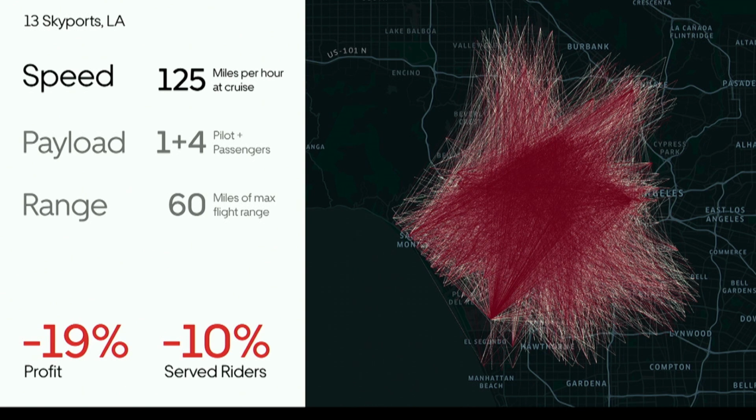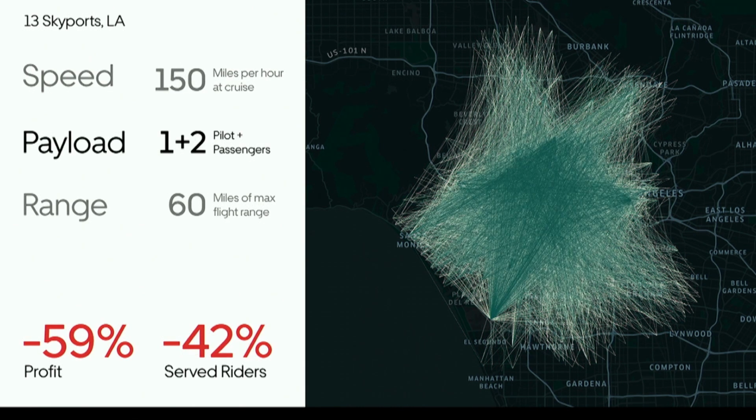Another example, let's lower the payload that this vehicle can carry from 4 passengers to 2 passengers. We see an even more pronounced decrease in the number of trips that we can serve and our overall business profitability. And so in this way, we're able to quantify the requirements that we bring to our partners in a way that's backed up by data.